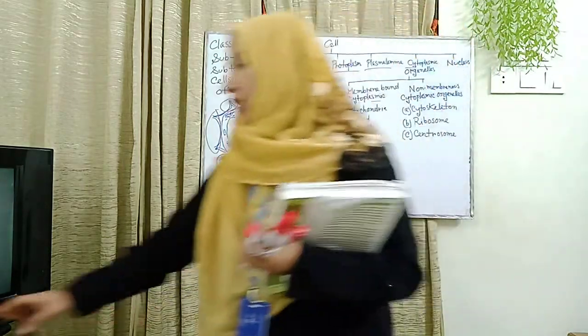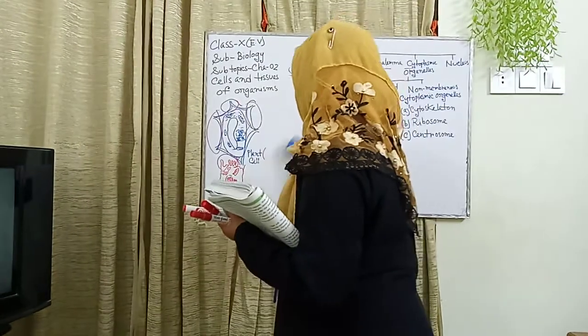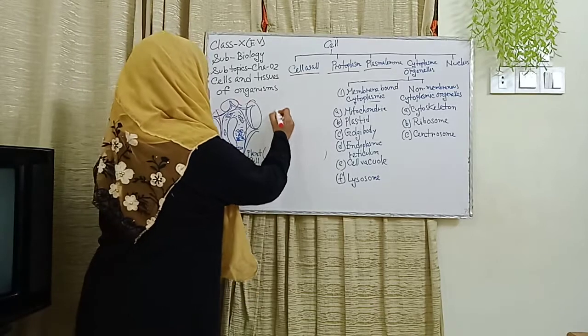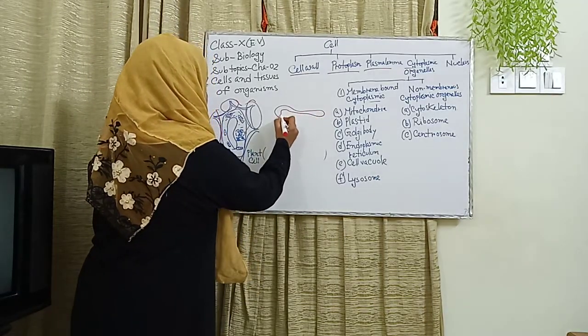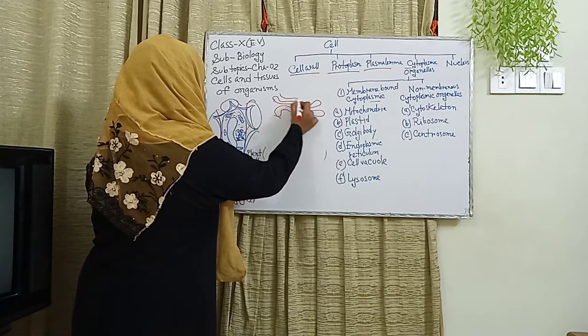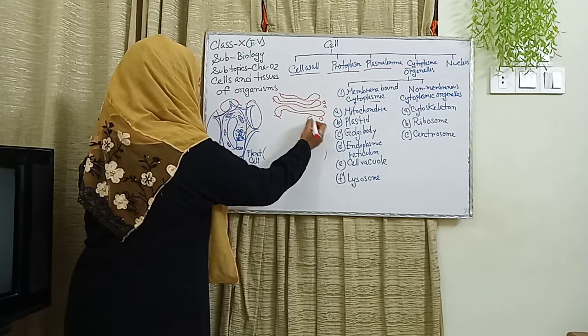Another structure, I also draw the Golgi body. It's also an important cell organelle. Please everyone see: first structure, second structure and third structure, and this structure is vacuole.